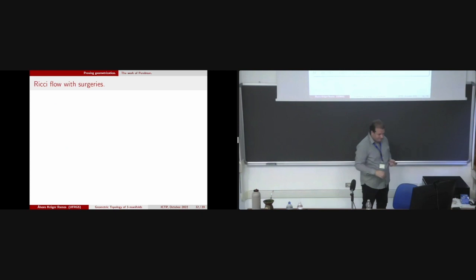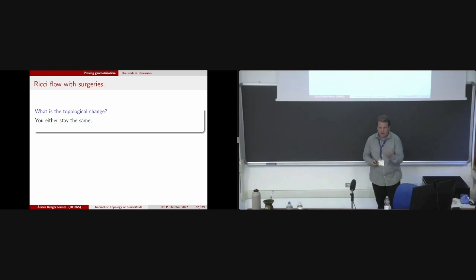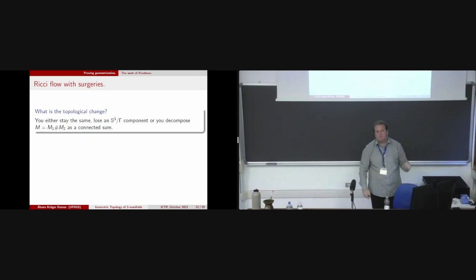Okay, so that's the process of a surgery, but now we need to do the Ricci flow with surgeries. So what is the topological change? You either don't change the topology, you just change the metric, if you have a ball. Or you lose a whole component, which is geometric, and that's fine. Or you decompose them as a connected sum. These are the three possibilities.